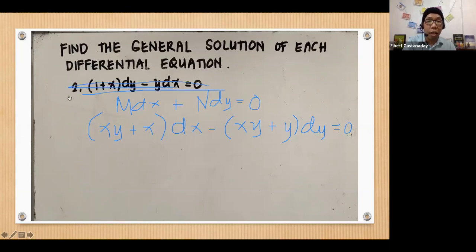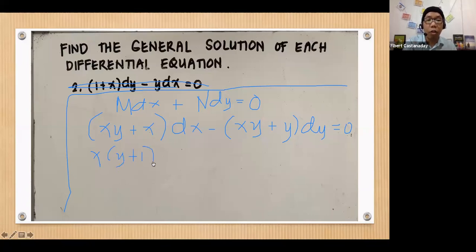I'm doing a different example for this one, showing you how you can separate the variables if separating the variables is possible for this example. Looking at the first term here, the coefficient M, xy + x, has both variables x and y. So the question is, can I factor this? Of course, there's a common factor here, right? x is common, so you can factor out x, and then you have y + 1.